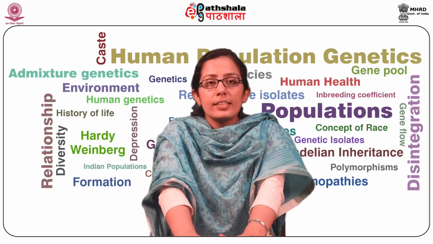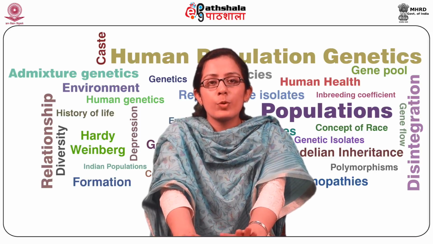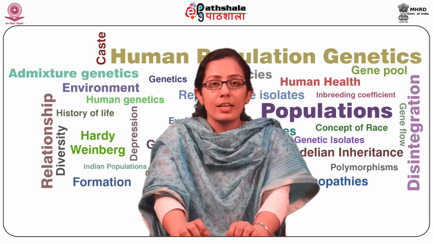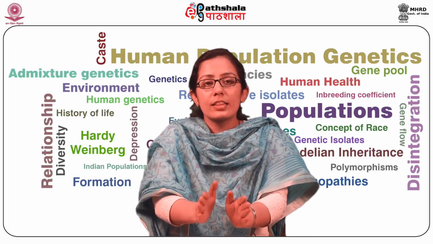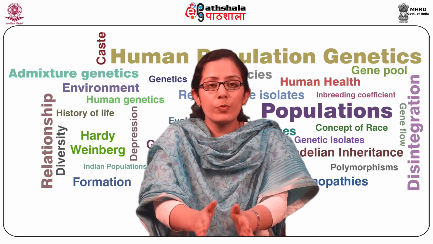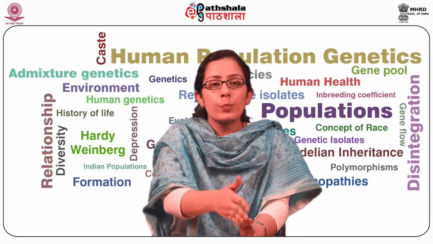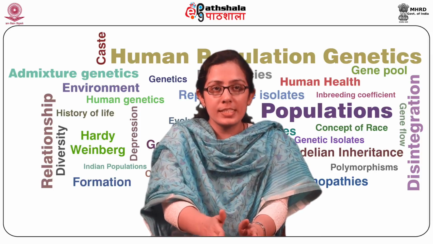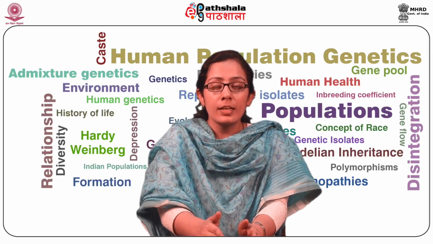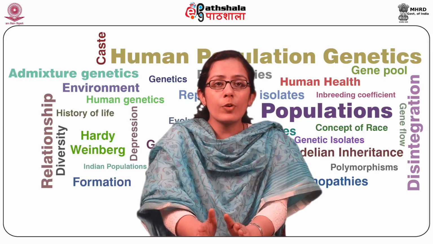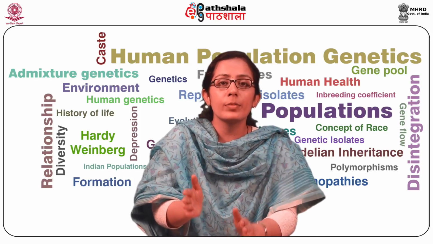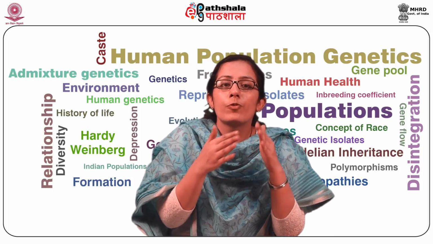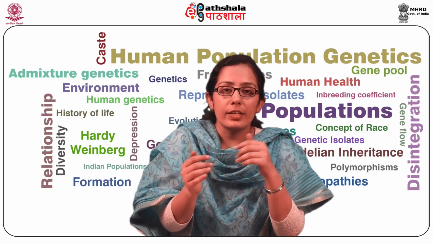Now, co-inheritance of thalassemia with hemoglobin variants. Most of the hemoglobin variants are rare, except there are three which are found very commonly: hemoglobin S, hemoglobin C, and hemoglobin E. Hence, it is common for a person with beta thalassemia to co-inherit a gene for one of these variants.